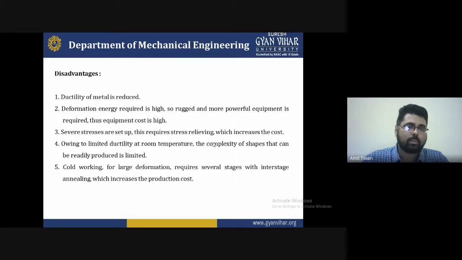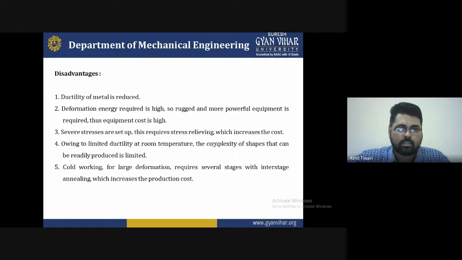Obviously there are also some disadvantages, because during working we also face some disadvantages, as follows. First, the ductility of metal is reduced, because if we do too much cold working, the ductility will be reduced. So there is a chance that the ductile property of the metal will be reduced, because we are doing cold working continuously.